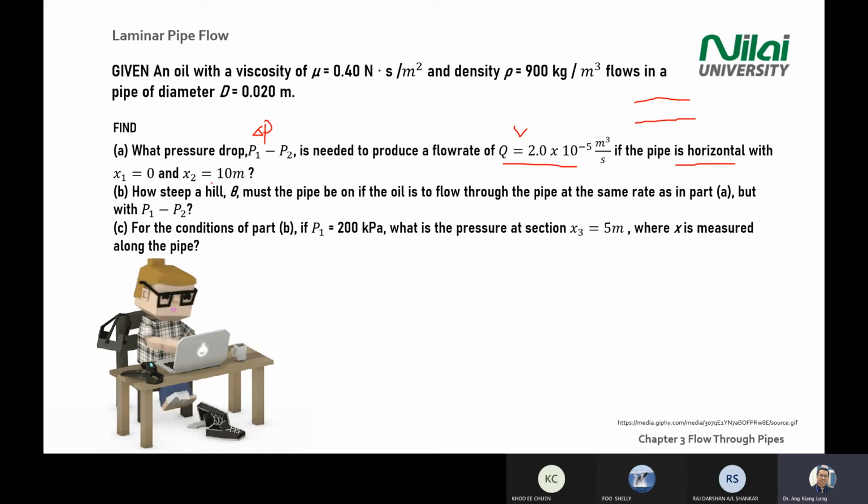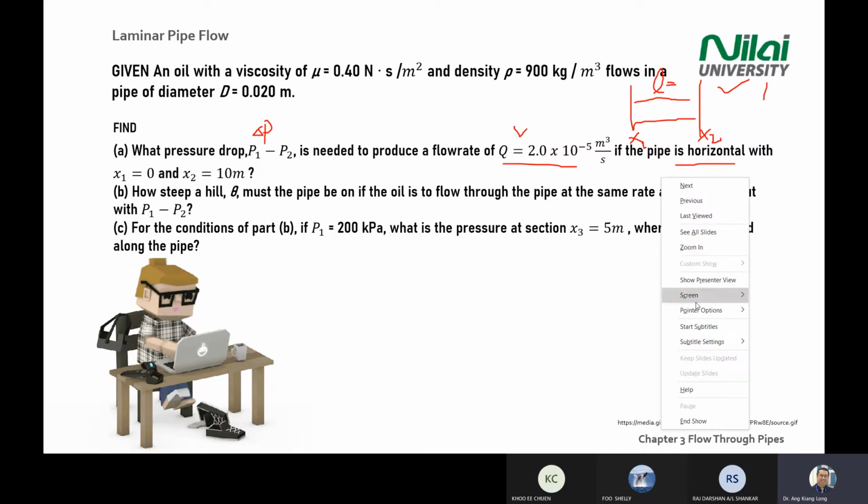X1 equals 0, x2 equals 10 meter, means the length between x1 and x2 is given. So when you do a little calculation for L, L equals x2 minus x1, you score 1 point. Very easy, yeah?